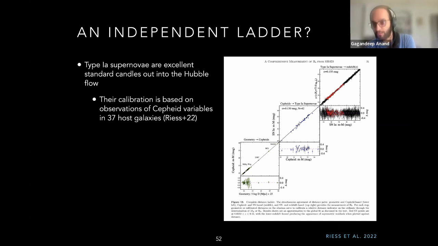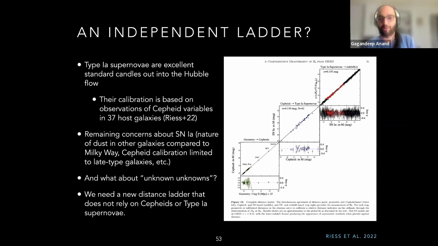But those supernovae, right? What about what's going on at that end of the distance ladder? And so there are remaining concerns about type 1a supernovae. What is the nature of dust in other galaxies compared to the Milky Way? The fact that the Cepheid calibration by its nature is limited to late-type or star-forming galaxies only, et cetera, et cetera. These are issues that people know about, and for the dust issue, people are working on. But they're open questions. And of course, what about unknown unknowns? We don't understand the progenitor mechanism behind type 1a supernovae. What they teach you in undergrad isn't really what's going on. We don't actually know things that well.